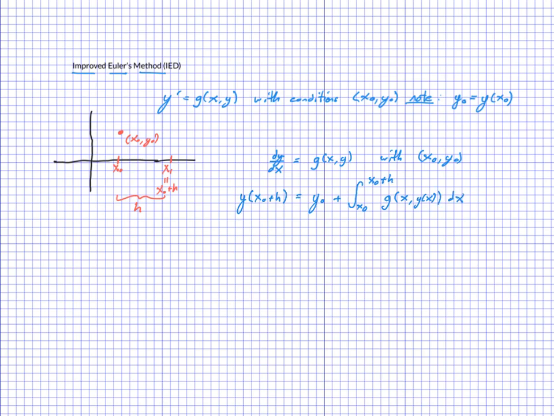Now a couple things to note is that, just to make sure this works, if you set h equal to 0, then this whole integral will be 0, and you get y of x naught is equal to y naught, which is exactly the same thing that we had with our initial conditions. All right. So the thing that we need to do now is come up with a better approximation for this.